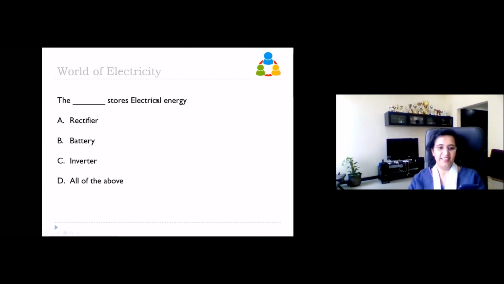Ritikesh, yes. Rectifier, battery, inverter, or all the above. What stores electrical energy in an inverter? I got only one answer. Ritikesh only? Battery. Chakki B, yes. Okay, so that's what it is, battery. So you get it, right? The battery is the one which stores the electrical energy in this.